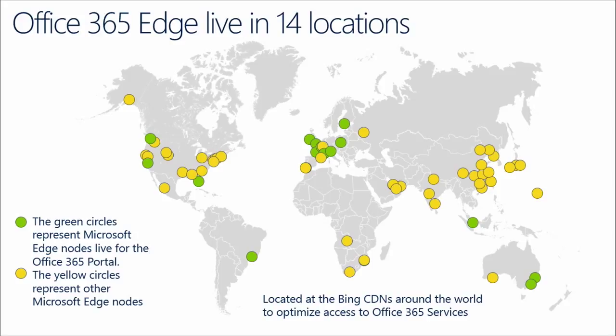You can see the green circles. They represent the 14 edge nodes which are currently live for Office 365, and they are supporting the Office 365 portal right now. So if you're using the portal, you're able to connect to one of these edge nodes from wherever you are. The yellow circles represent all of the other Microsoft edge nodes, and Microsoft edge nodes are also used by the Bing team and other teams. So Bing CDNs are in all of these locations, green and yellow.